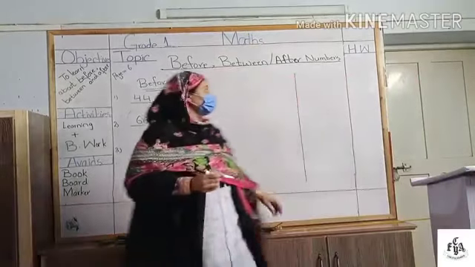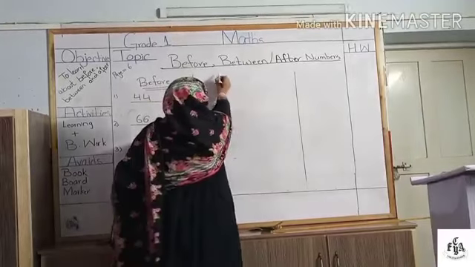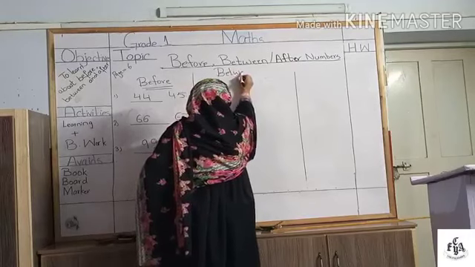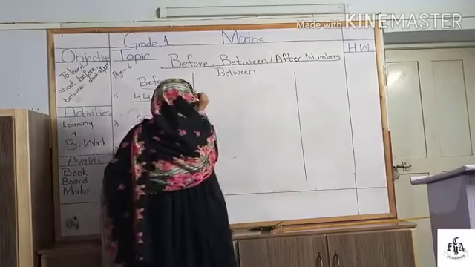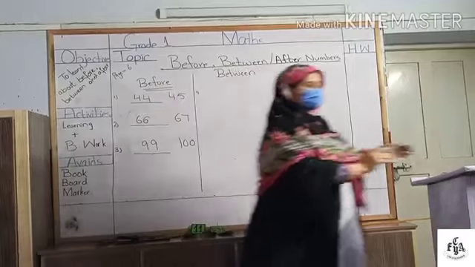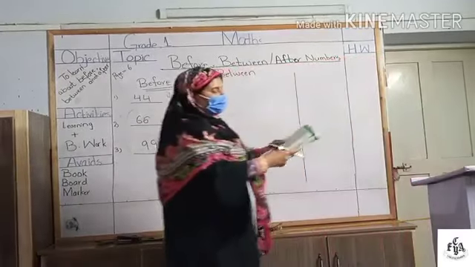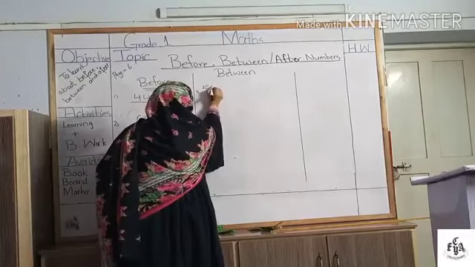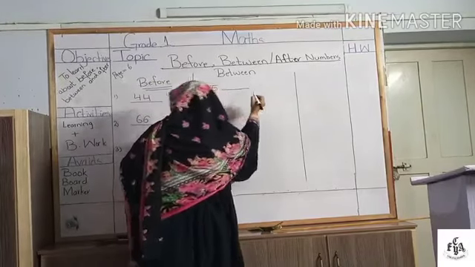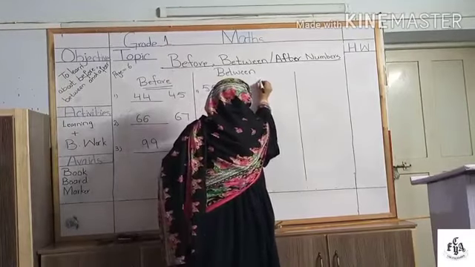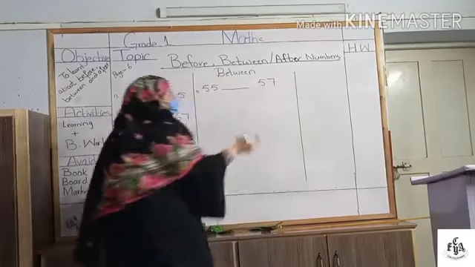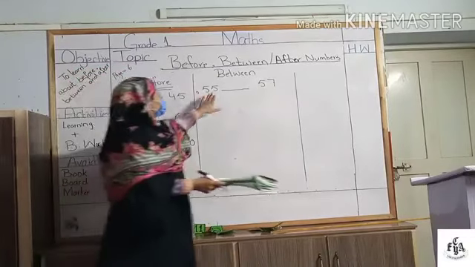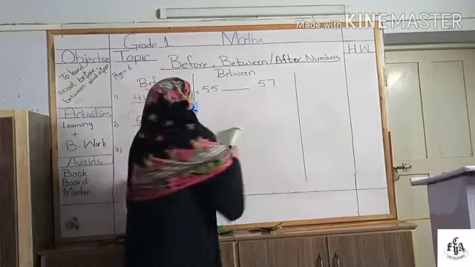Now come to the next one. The second one is between number. The first number is, look at your books, beta. The first number is 55, then blank, and 57. It's very easy when you count the numbers. 55, 56. Very good.